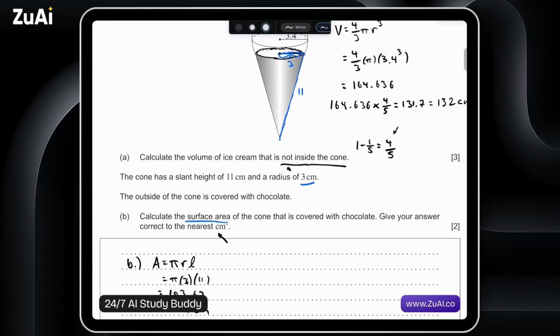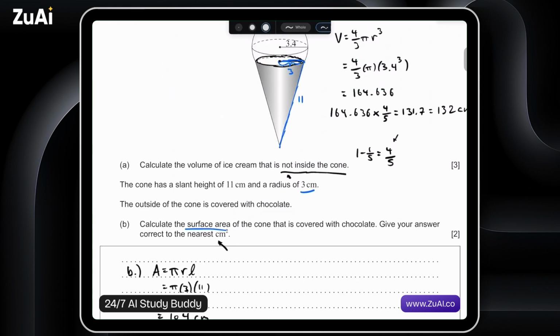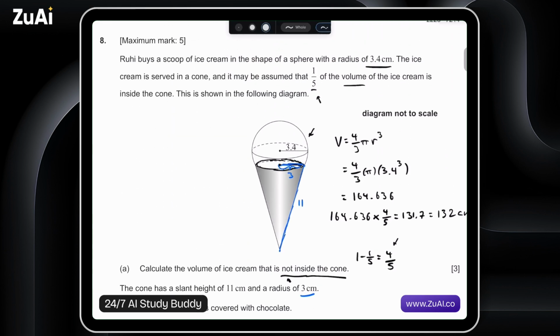So not a lot of manipulation here, it's just more straightforward substitution. In this case, we had 1/5 in the cone, which means 4/5 is outside of the cone. So not too bad of a question. Okay, let's continue on.